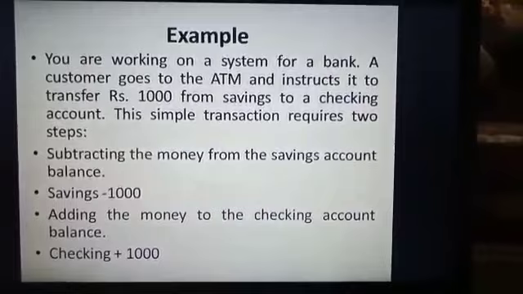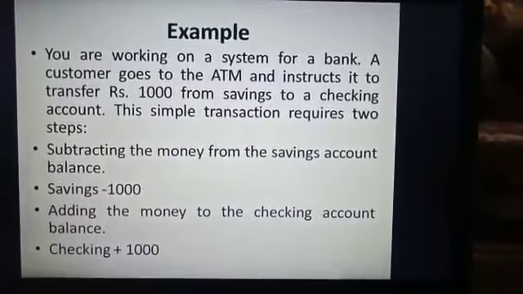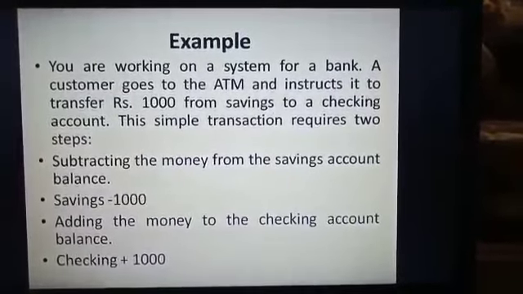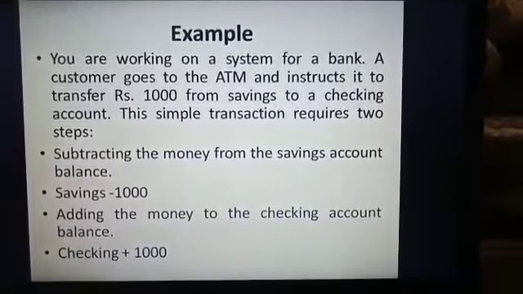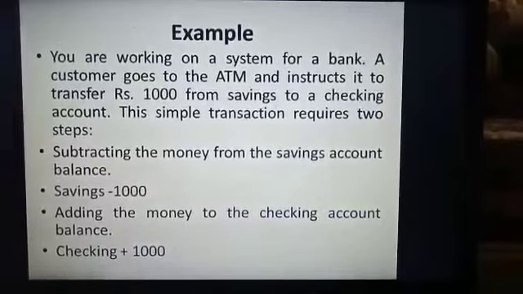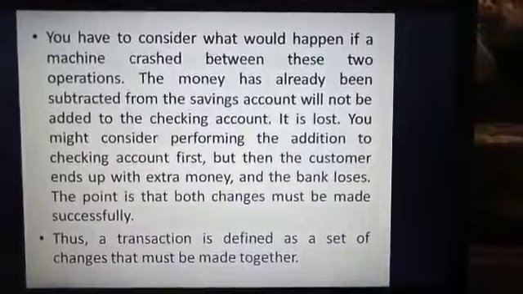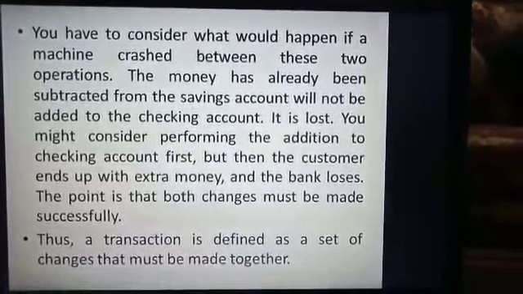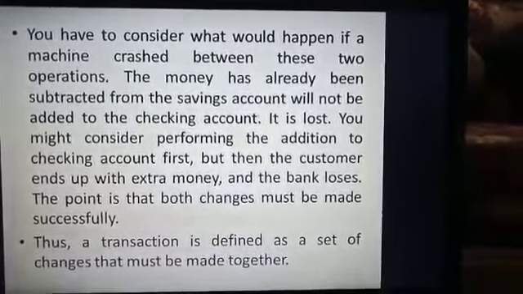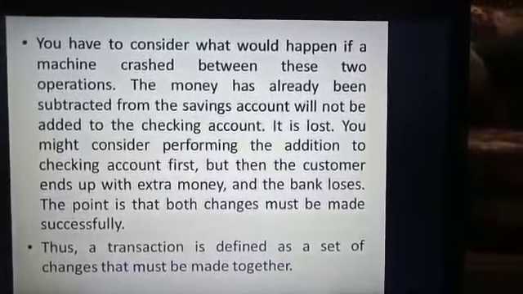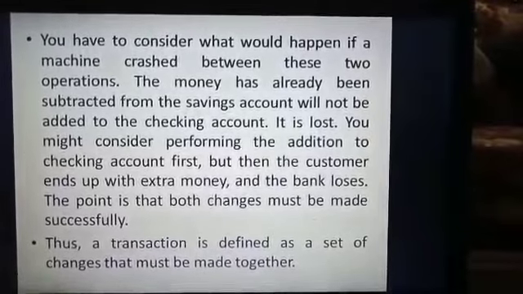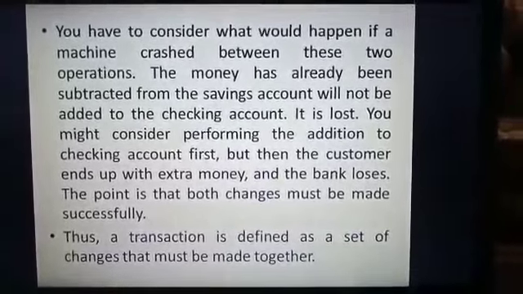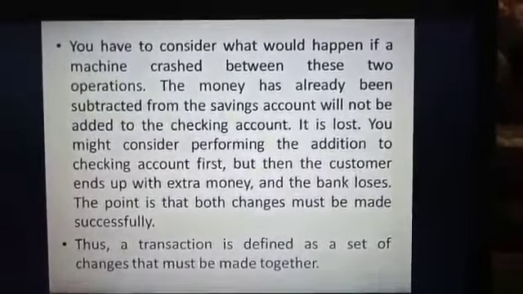Suppose you are working on a system for a bank. A customer goes to the ATM and instructs it to transfer rupees 1000 from savings to a checking account. This simple transaction requires two steps. First is subtracting the money from the savings account balance, and second is adding the money to the checking account balance. Now you have to consider what would happen if a machine crashed between these two operations. The money has already been subtracted from the savings account, will not be added to the checking account, and is lost. You might consider performing the addition to the checking account first, but then the customer ends up with extra money and the bank loses. The point is that both changes must be made successfully. Thus, a transaction is defined as a set of changes that must be made together.